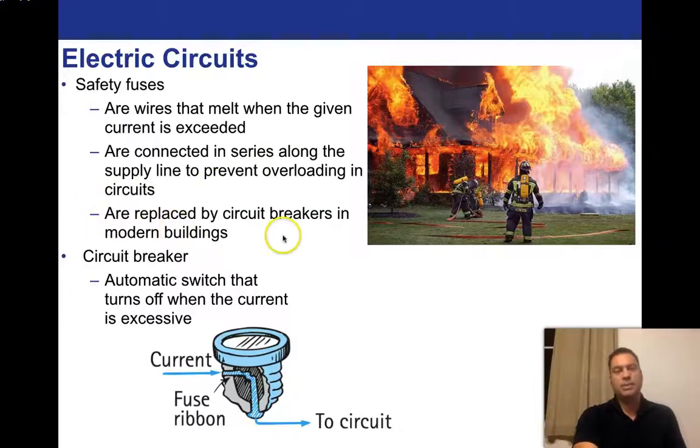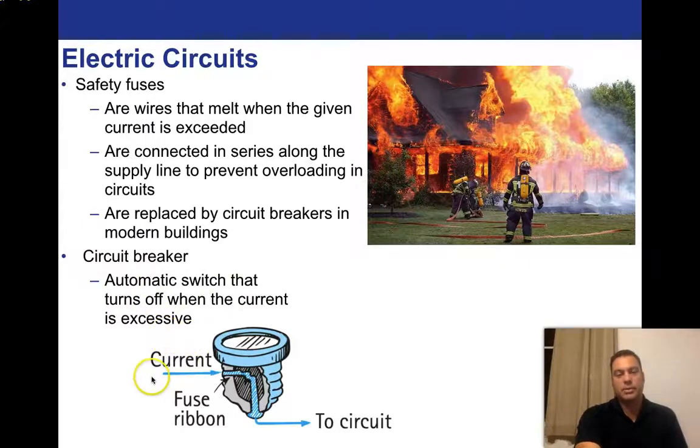They're replaced by circuit breakers in modern buildings, right? So the cool thing is if there's a circuit breaker, if you exceed the proper amperage, you can go and throw the switch and you can turn everything back on. In the old days, you used to actually have a fuse in there, and the fuse would blow out. You'd have to get one from the store and put a new fuse in. I actually remember my grandmother put an old nickel in there to keep it going. Of course, that takes away all the safety value of the circuit breaker in the first place, but you get the idea. A circuit breaker is simply an automatic switch that turns off when the current is excessive.